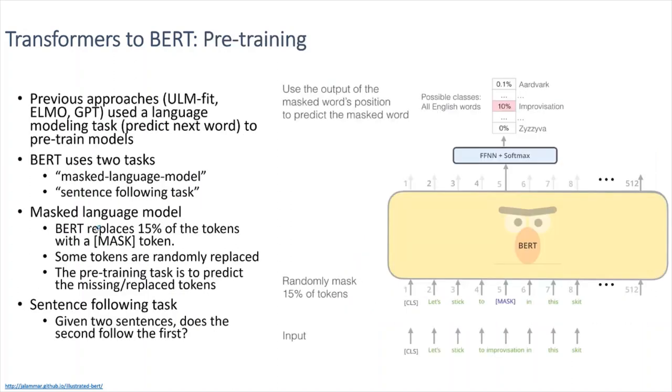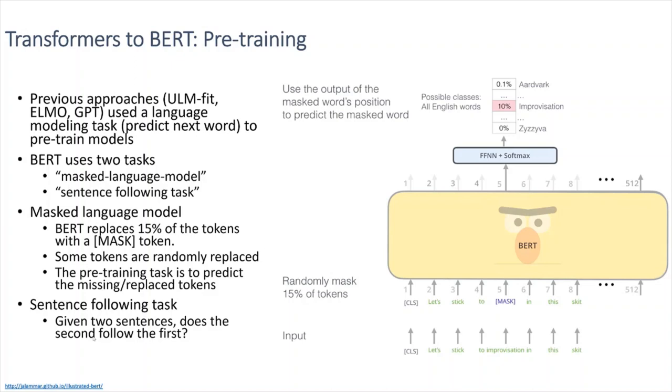So let's look at the pre-training approach in more detail. As I mentioned, previous approaches such as ULMFiT, ELMo, and GPT use the language modeling task, predicting the next word, in order to pre-train the models. But BERT uses two tasks. One is called the masked language model, and the other is the sentence following task. Let's look at the masked language model.